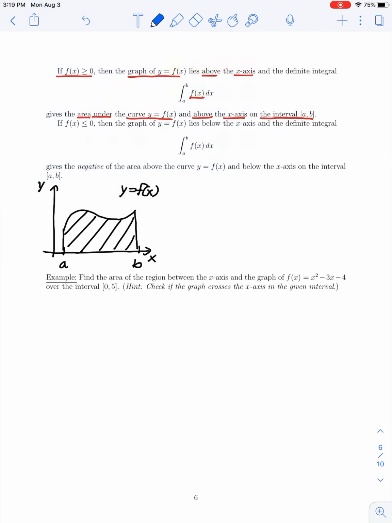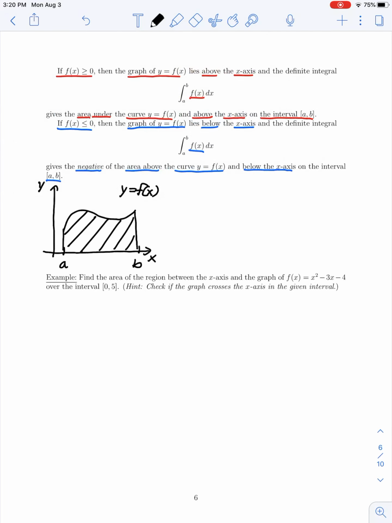Now, in the event that our function f of x is non-positive, the graph of y equals f of x lies below the x-axis, since the values of the function are all negative, and the definite integral of the function f of x from a to b gives the negative of the area above the curve y equals f of x and below the x-axis on the interval from a to b.